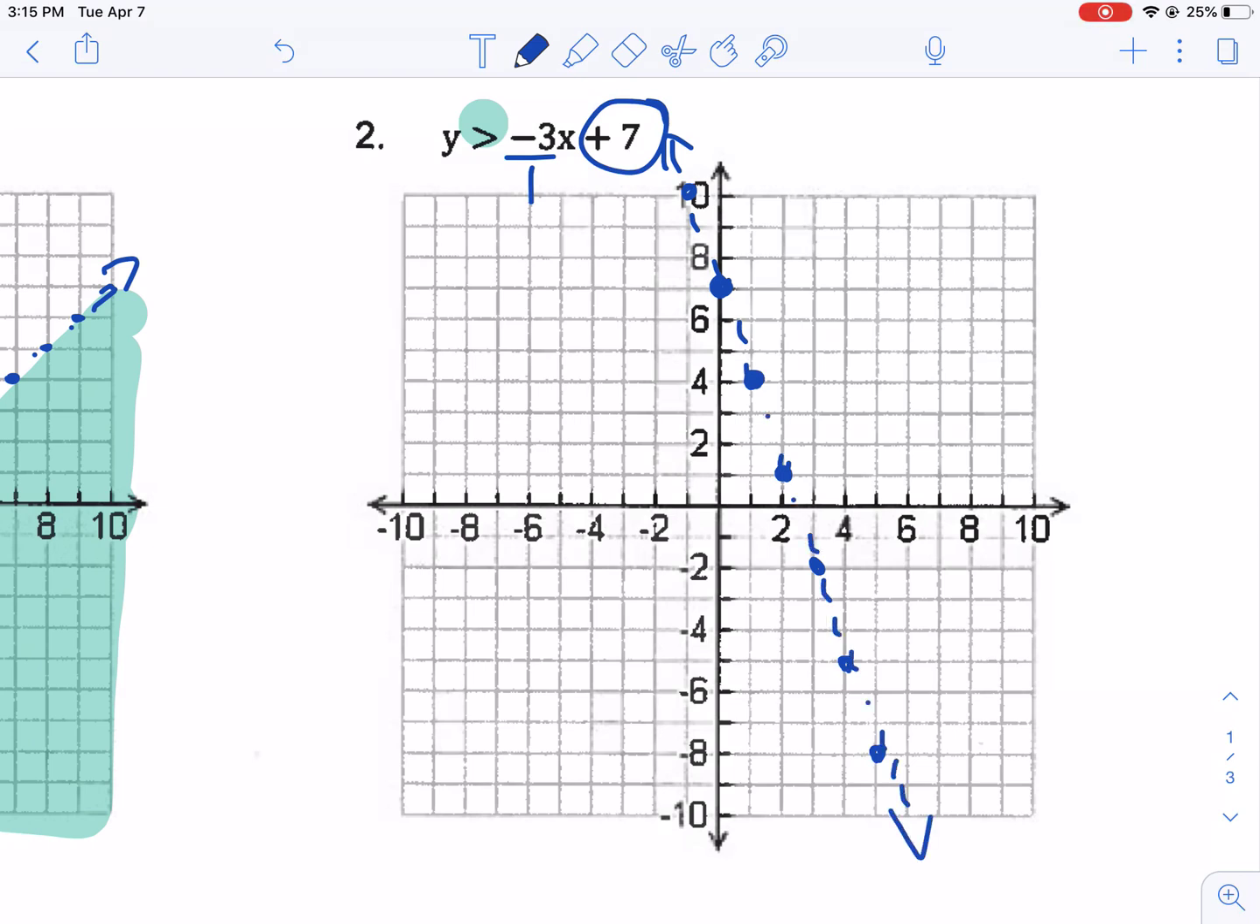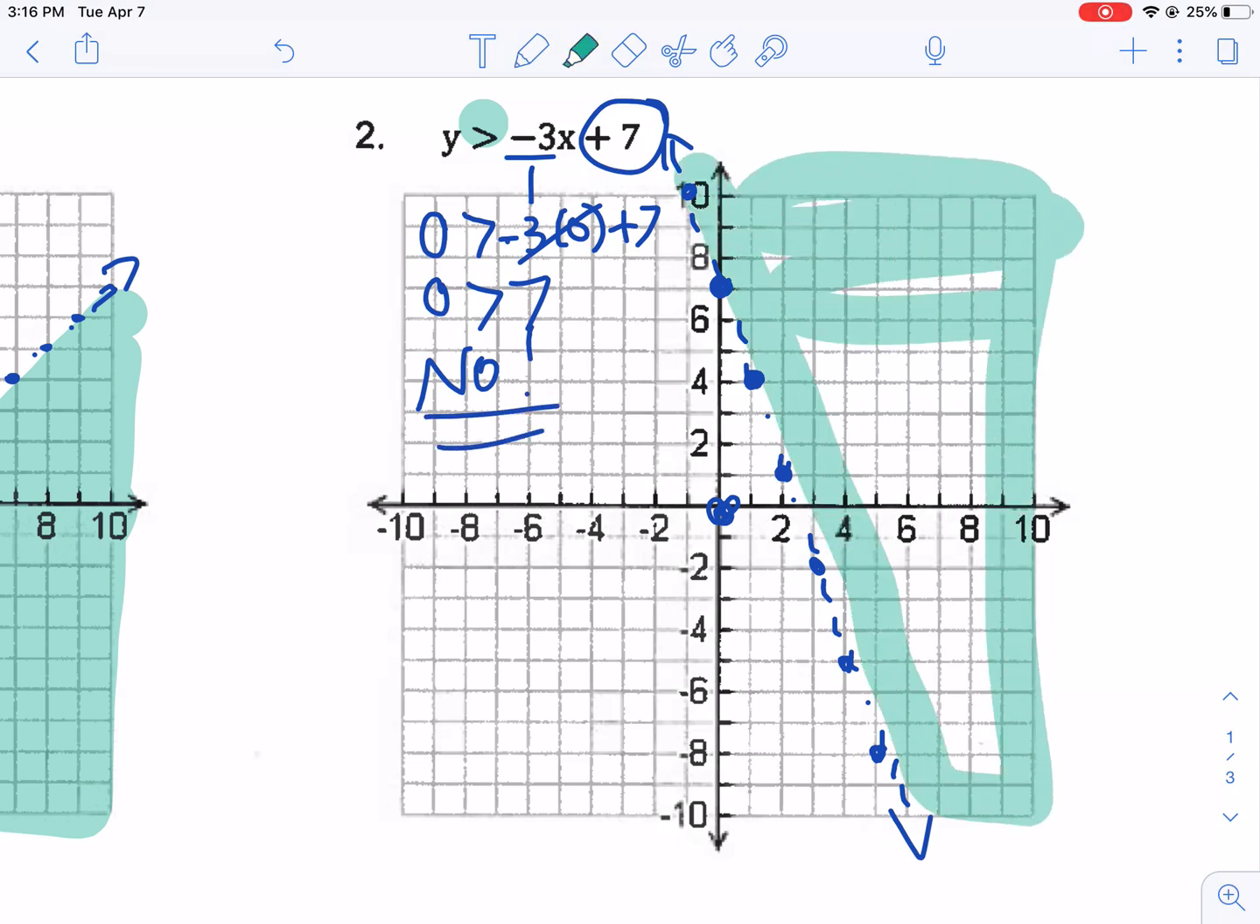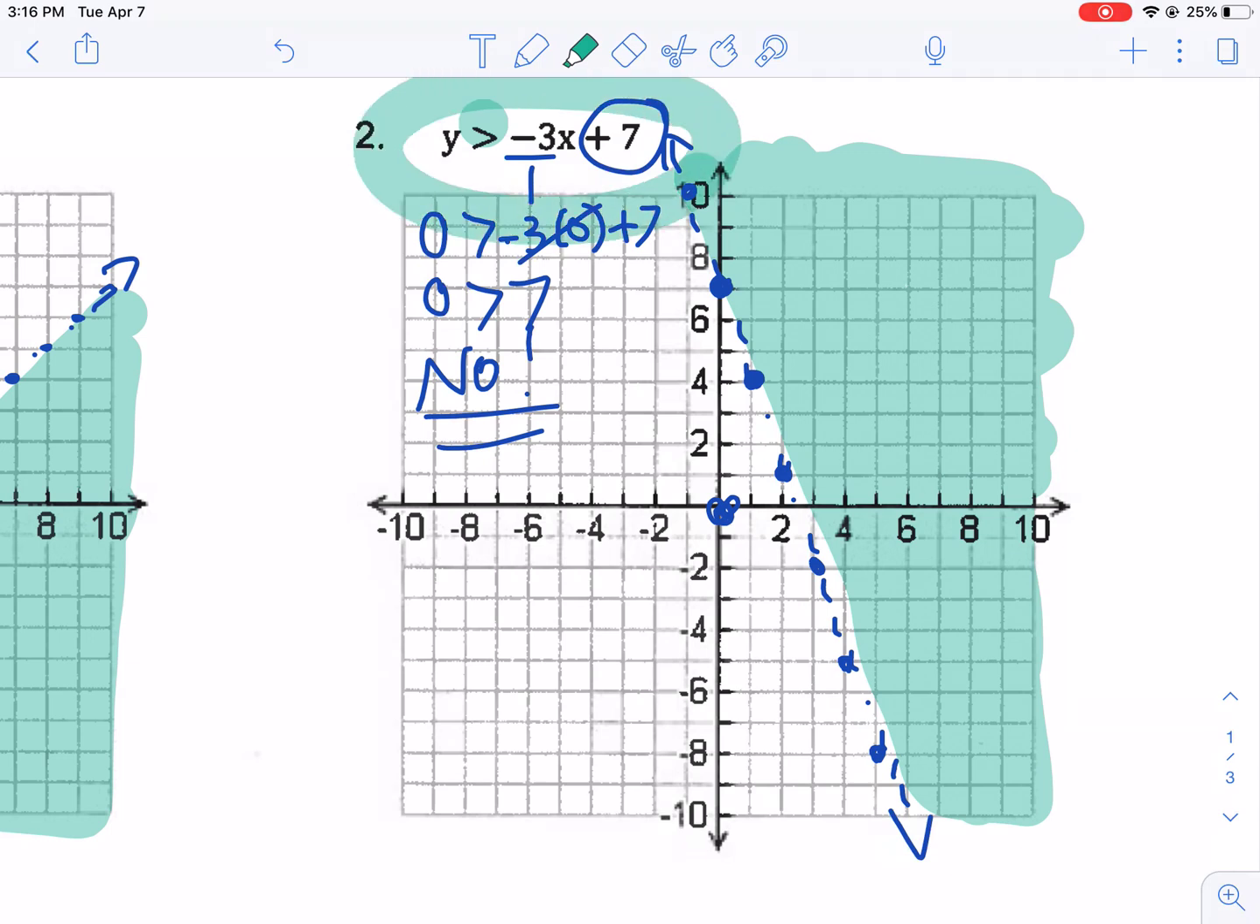And now we need to figure out where our solutions lie. So let's substitute the origin, 0, 0. 0 is greater than -3 times 0 plus 7. That goes 0, 0 is greater than 7. No. Not true. Our solutions lie on this side. So make sure you shade over here. Any point in that shaded region would make this inequality a true statement.